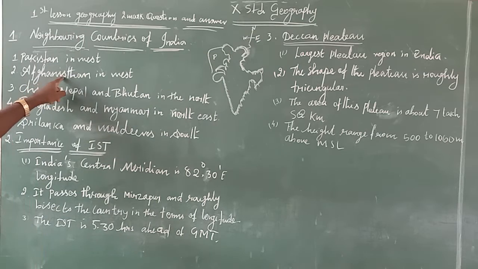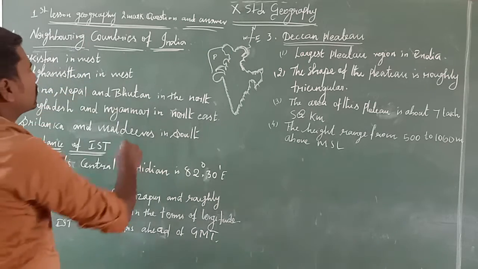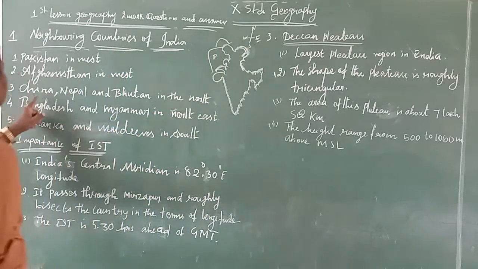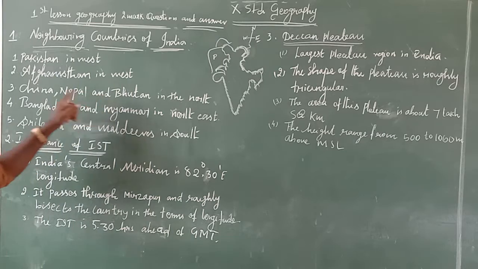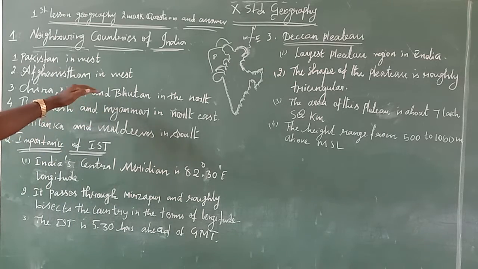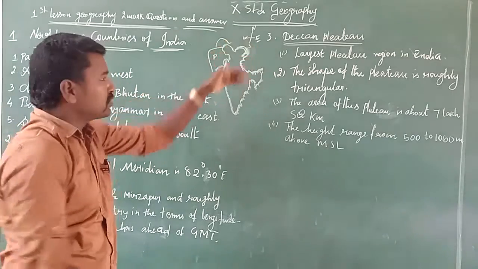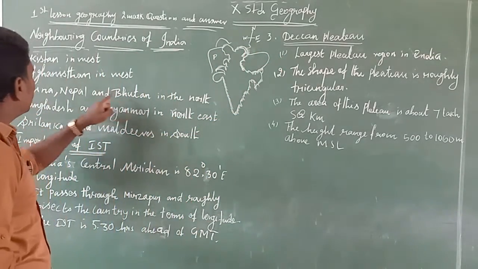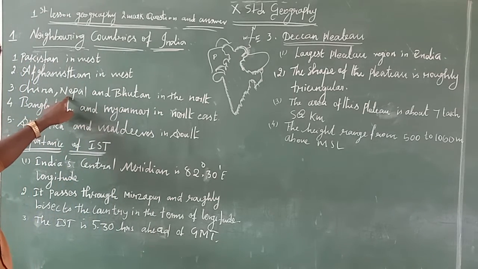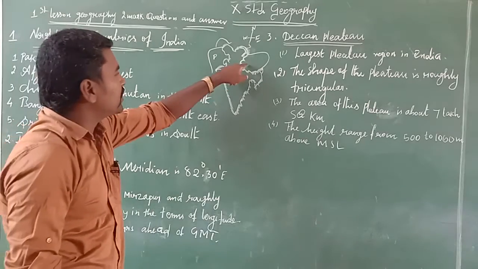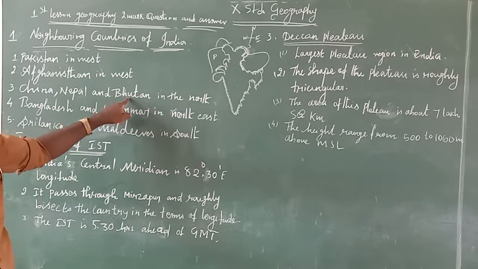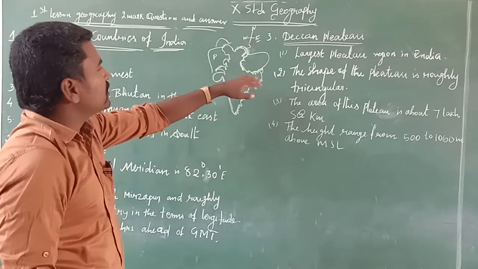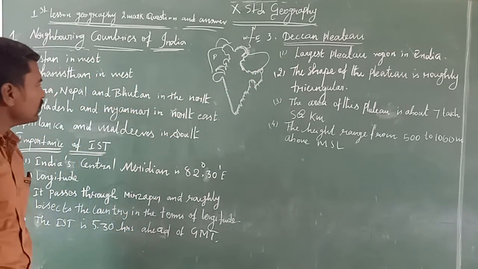And then Afghanistan is also a neighboring country of India. It's situated in the northwest part of India. And then China, Nepal, and Bhutan are also neighboring nations, and these nations are situated in the north part of India. China is the second largest country in Asia. Nepal is a buffer nation situated between India and China. And Bhutan, the shape of Bhutan is a kite. It has a long tail. This country is also situated between India and China.